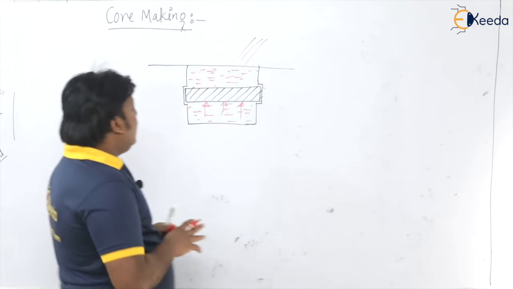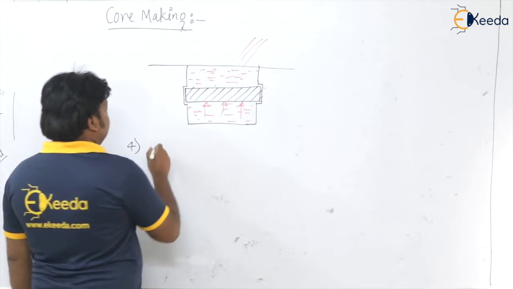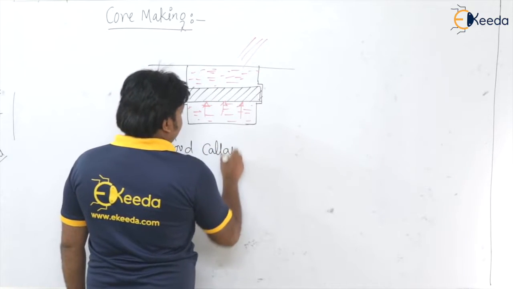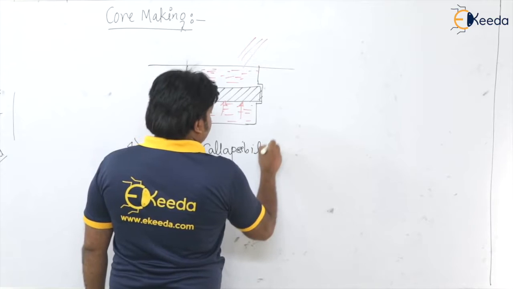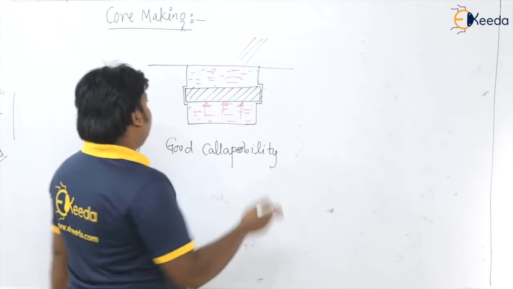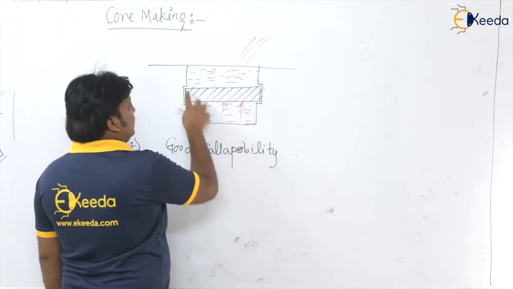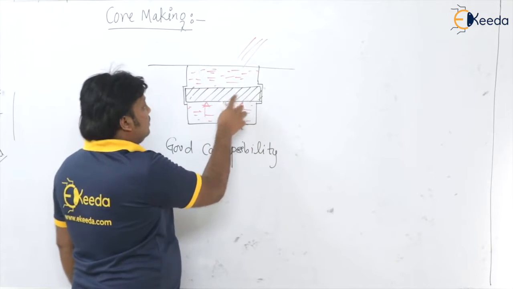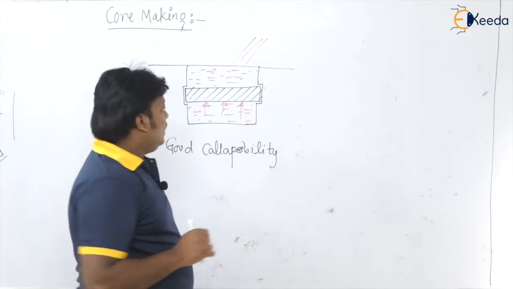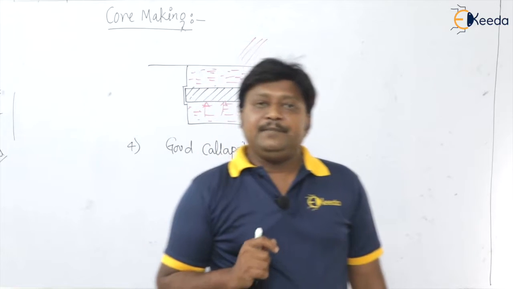And the last very important property for this core material is that it should have good collapsibility. After the casting process, we are going to break this core, so within this casting it should get easily broken so that you will get the hollow portion without damaging the rest of the casting. That's why the core material should have very good collapsibility also.